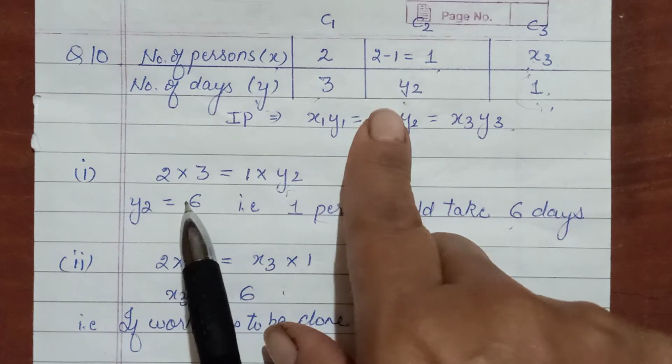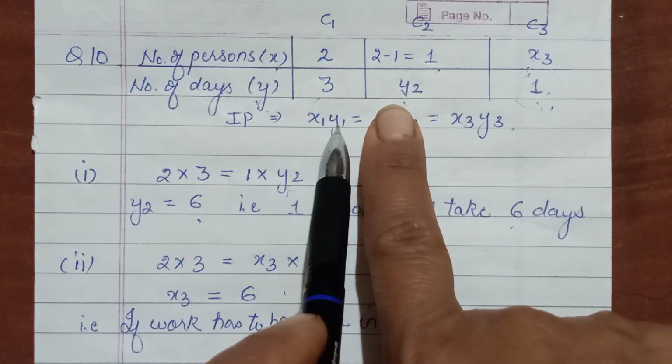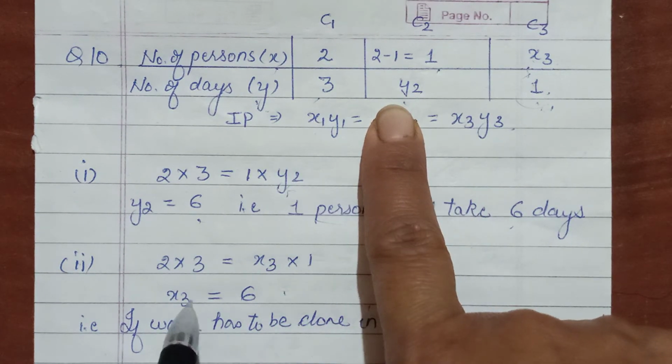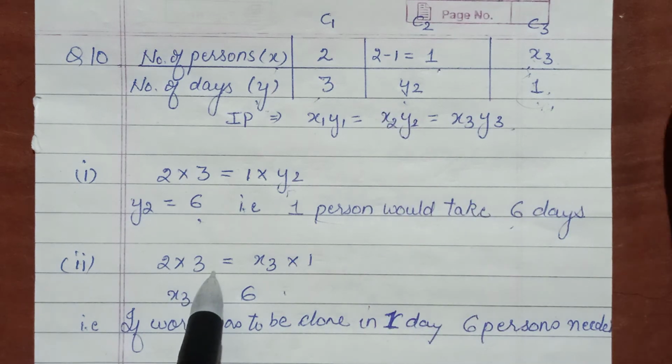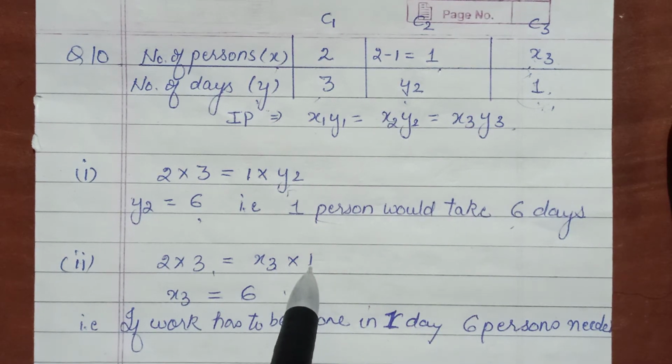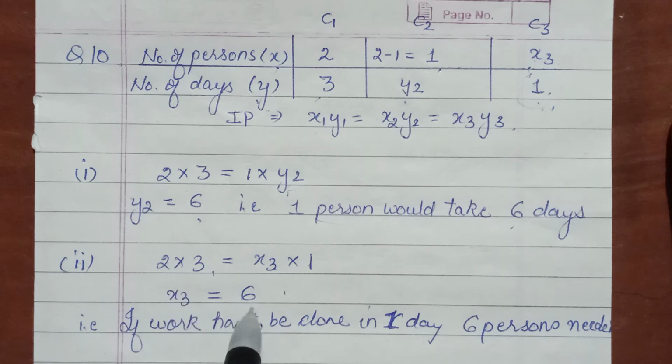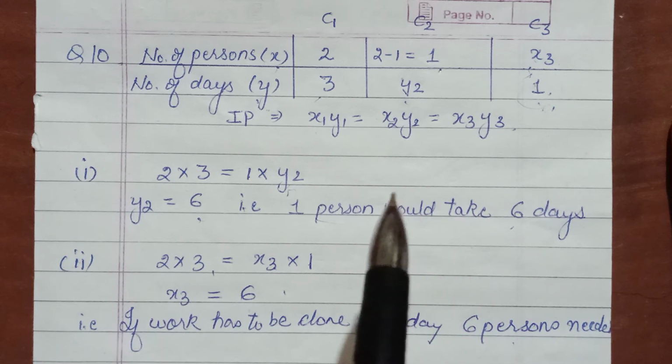Then in the second go, you can skip this portion and you can consider x1 y1 equal to x3 y3. So again 2 into 3 will be equal to x3 unknown here, and number of days was 1. So 6 people will be required to do the work in 1 day.